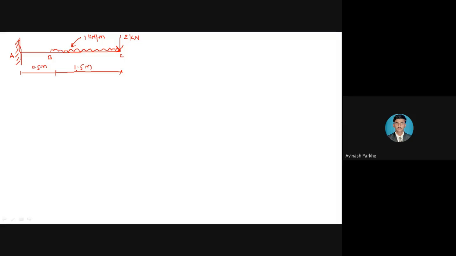In the previous problem we solved, the cantilever beam was subjected to all three types of point loads. But here the cantilever beam, whose one end is fixed and another end is free, is subjected to two types of load. One is the UDL, which is applied on the span BC having length 1.5 meter, and one more point load is applied at the free end. The magnitude of that point load is 2 kilonewton, and we have to draw the SFD and BMD for this cantilever beam. So what is our first requirement?